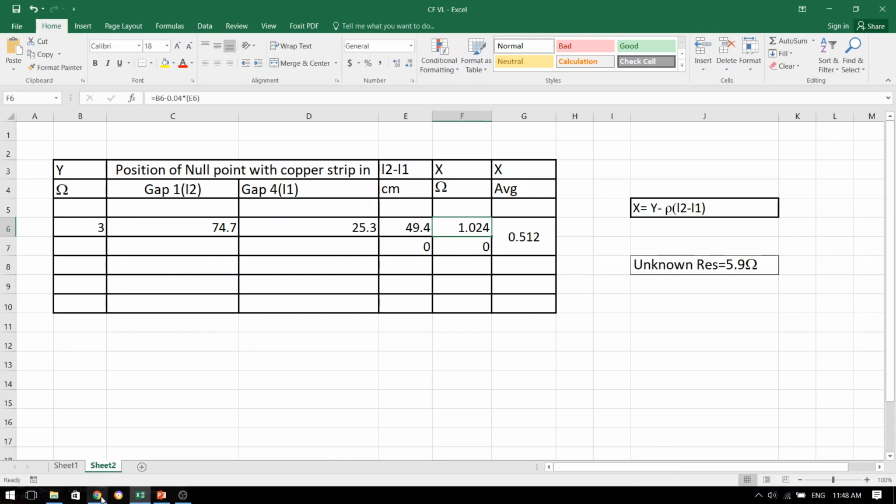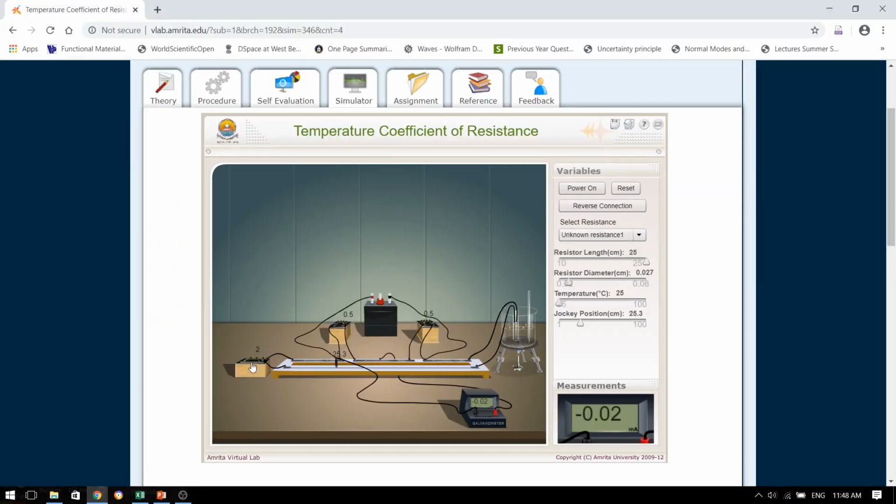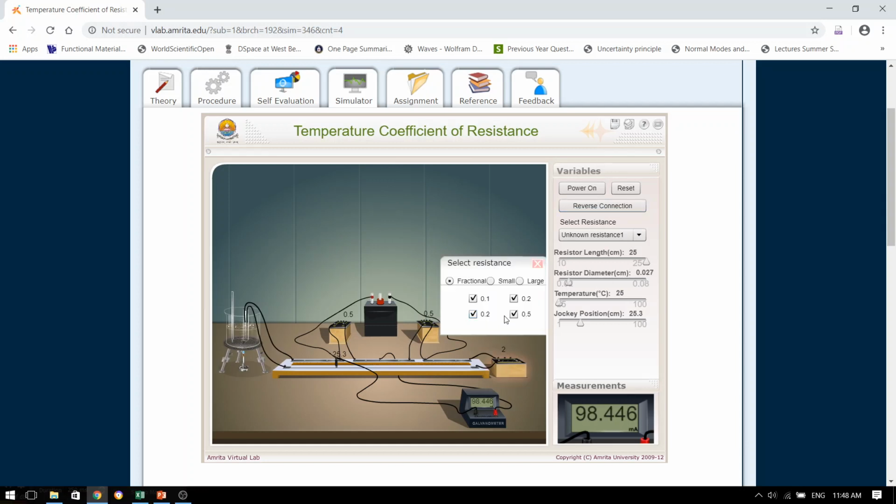Once again, let us repeat the experiment for some other value. So we will again go back to the original condition and change this value to 3 ohms. Alright, change the jockey position, come to 0, and note down the value. Where is the 0? Here we are. 0.021 can be the minimum. So 87.2. So once again, let me put down 87.2.